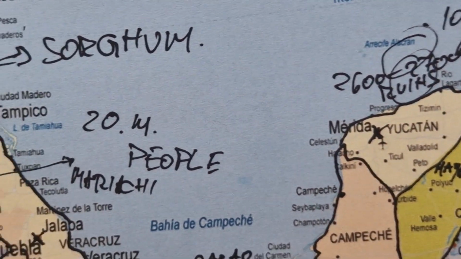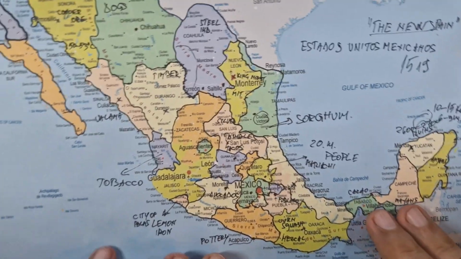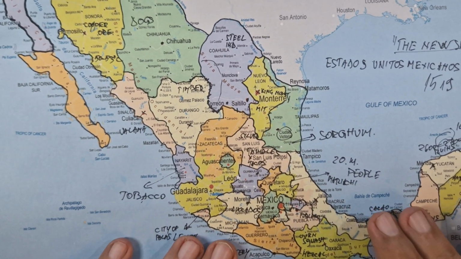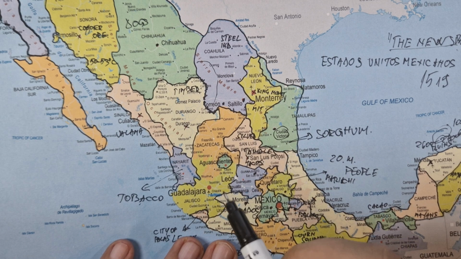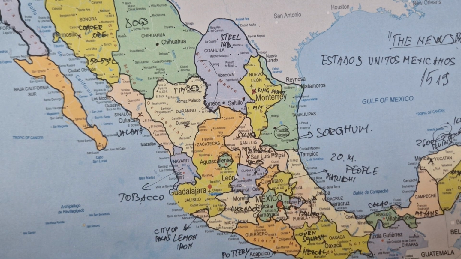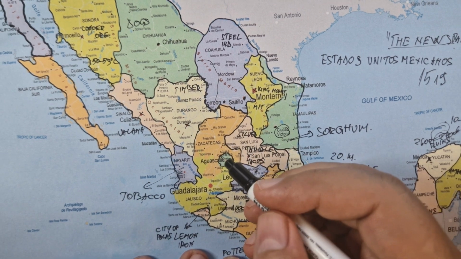Okay, and now it's time to talk about the last state in entire Mexico. It's Zacatecas. And it's here in the center, this state.